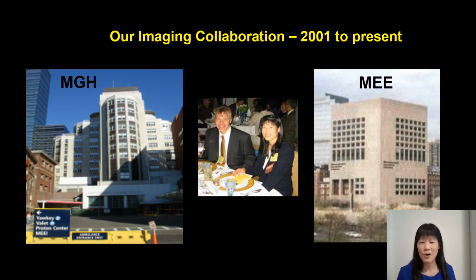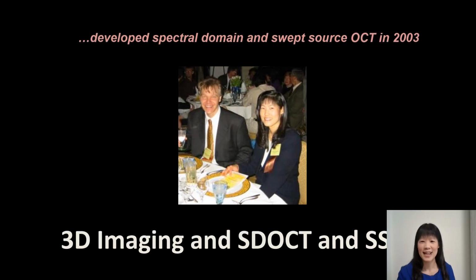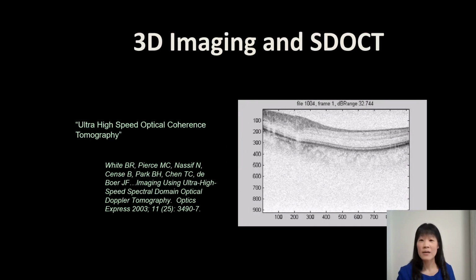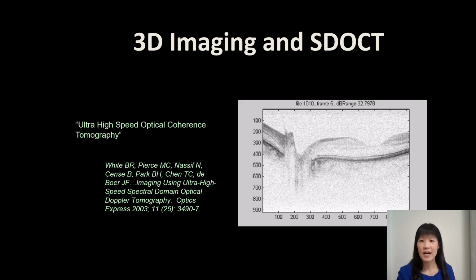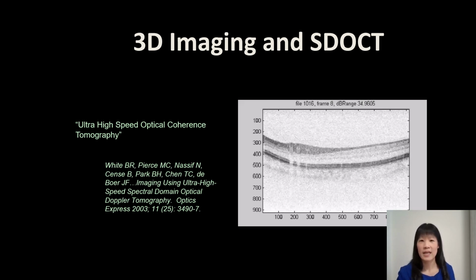So we started our wonderful collaboration in 2001, and 2 years later, he and the research group there, these smart PhD people, Johannes de Boer, Brett Bouma, all these other wonderful people, developed spectral domain OCT and swept source OCT, which we know now enables us to image the eye in 3D in video rate imaging. So now video imaging of the back of the eye is what we do.